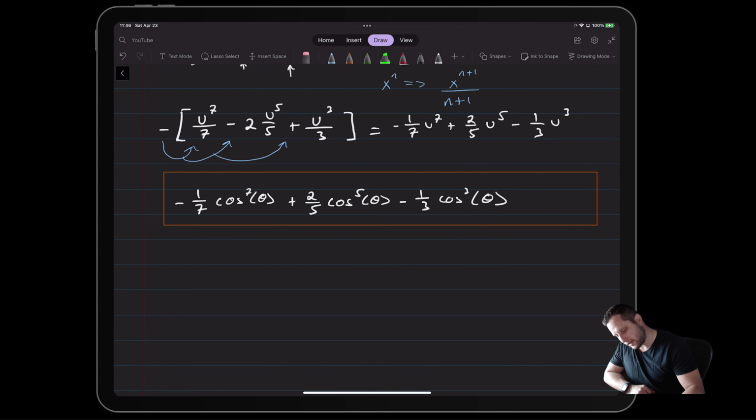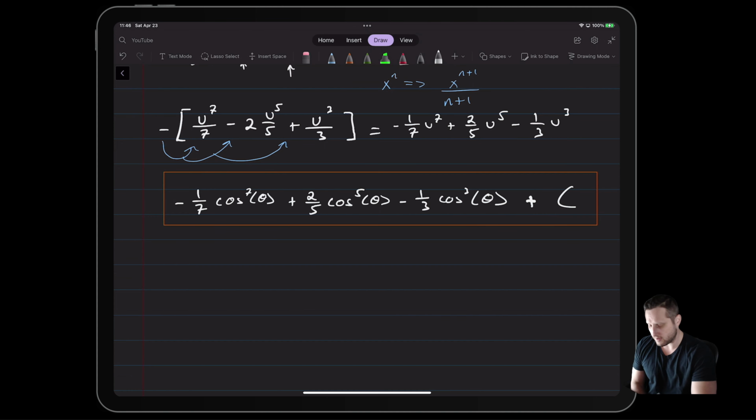Well, let's not forget plus c, because this is an indefinite integral. We don't have any limits of integration. So don't forget that plus c. This will be your answer.